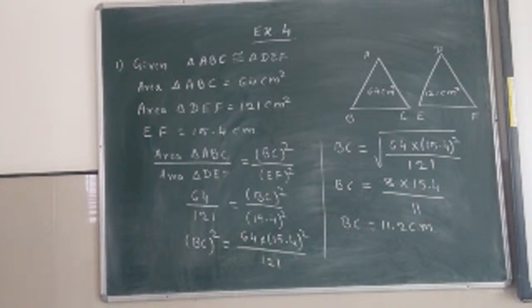So here BC square is 64 into 15.4 whole square divided by 121, and BC becomes the square root of 64 into 15.4 whole square divided by 121. When 64 comes outside the square root sign, it becomes 8, 15.4 stays 15.4, and 121 is 11 square, so it becomes 11. If you multiply 8 and 15.4 and divide the product by 11, you will get BC as 11.2 centimeters.